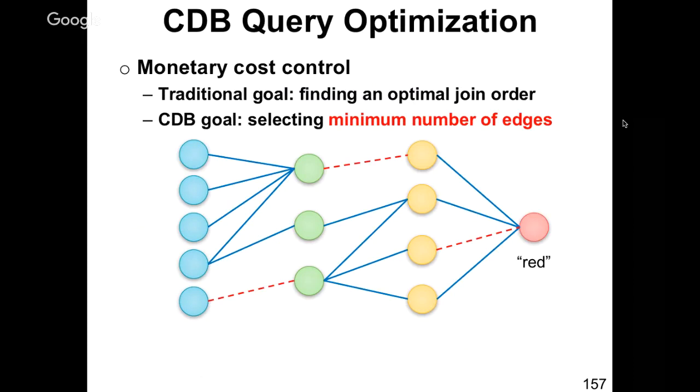The second innovation introduced by CDB is its query optimization techniques. First, it focuses on cost control. The main idea is to select the minimum number of edges, which is quite different from the existing join ordering techniques. So here is one illustration of the traditional way.